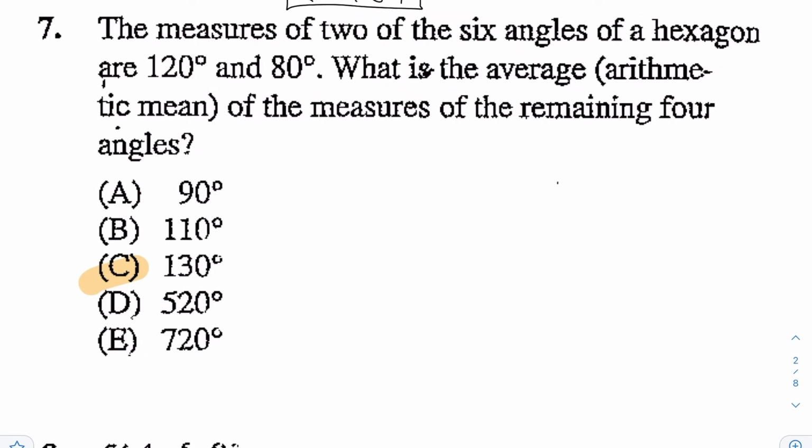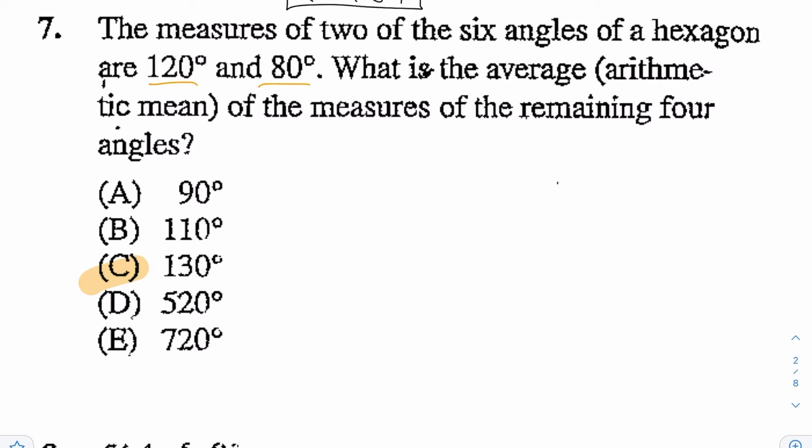All right, next for number 7, the measures of 2 of the 6 angles of a hexagon are 120 and 80 degrees. What is the average arithmetic mean of the measures of the remaining 4 angles? So you have a hexagon, and 2 of the angles are 120 and 80. Now you want to know the average of the remaining angles. So it really helps if you know the sum of the angles of this hexagon.